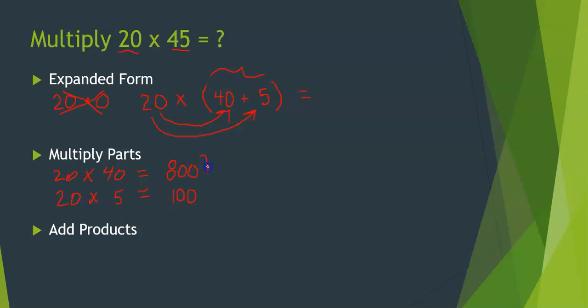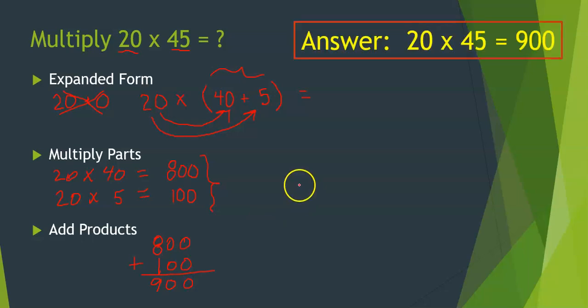Then I add my products. Remember, my products are my answers from step 2. So 800 plus 100 gives me 900. So my answer to this problem is 900.